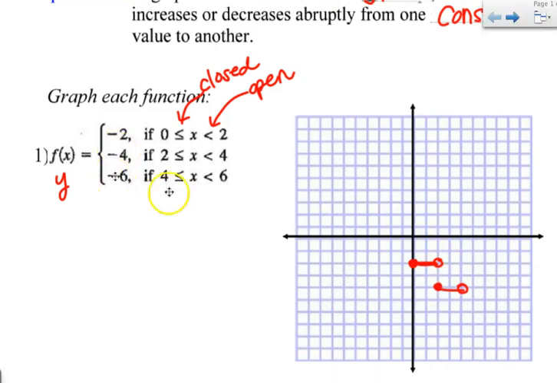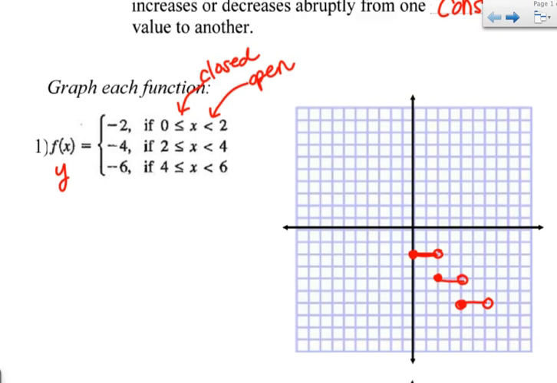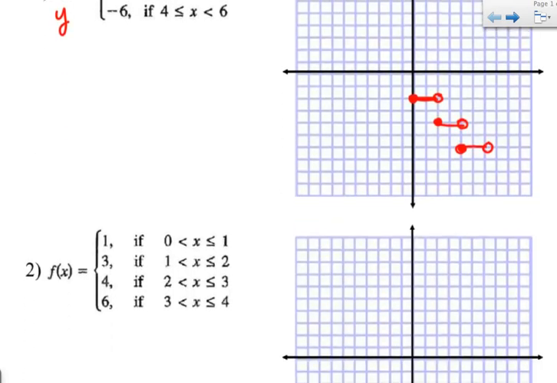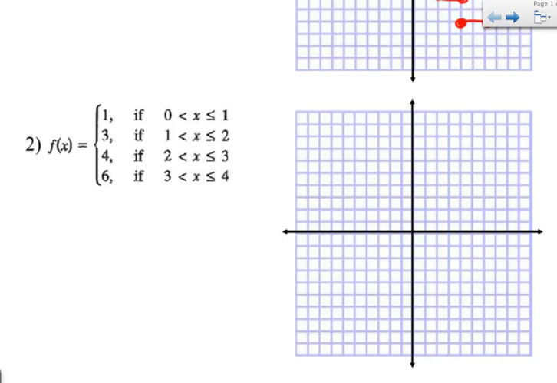So lastly, I'm going to go to -6 on the y-axis, which should be right here. I'm going to start at 4 and make it a closed circle. And I'm going to go all the way to 6 and make it an open circle since it did not have a line. Okay, so this is what the graph of a step function looks like. You can have multiple stair steps, or you can have just 3 or 1, but that is what a step function graph looks like.